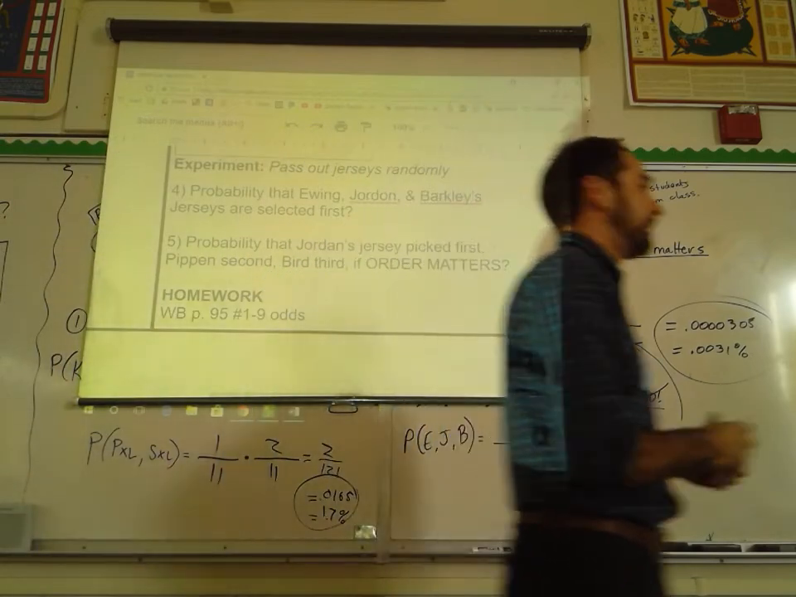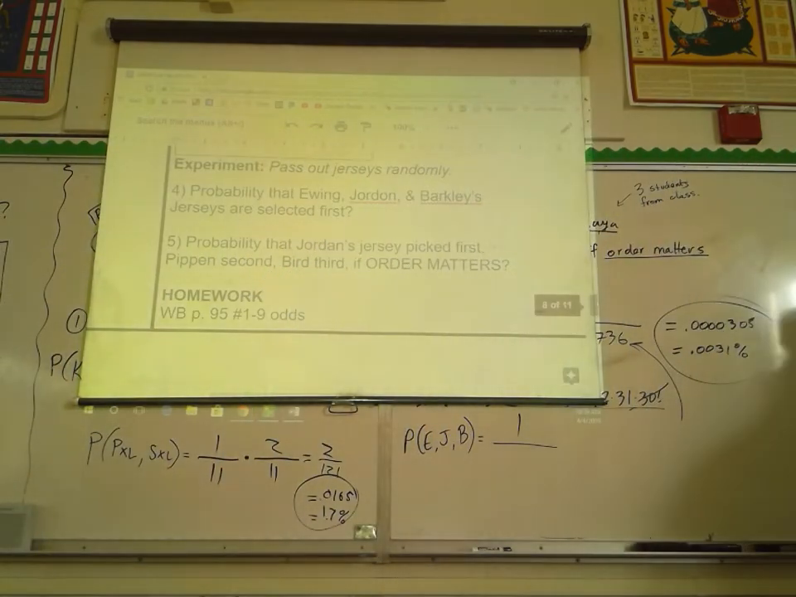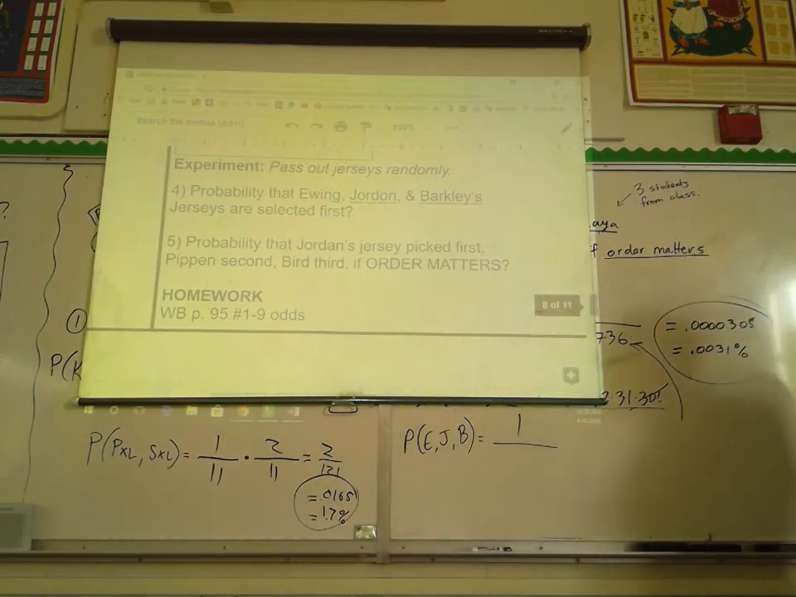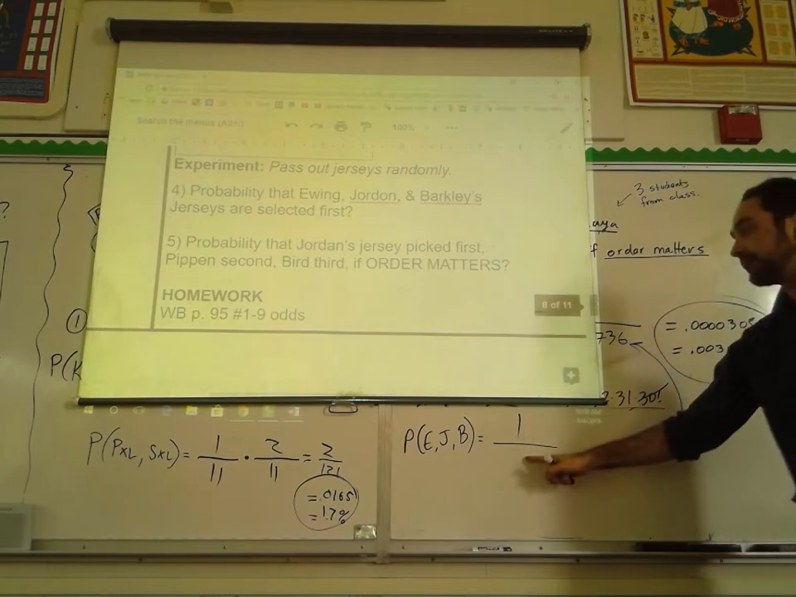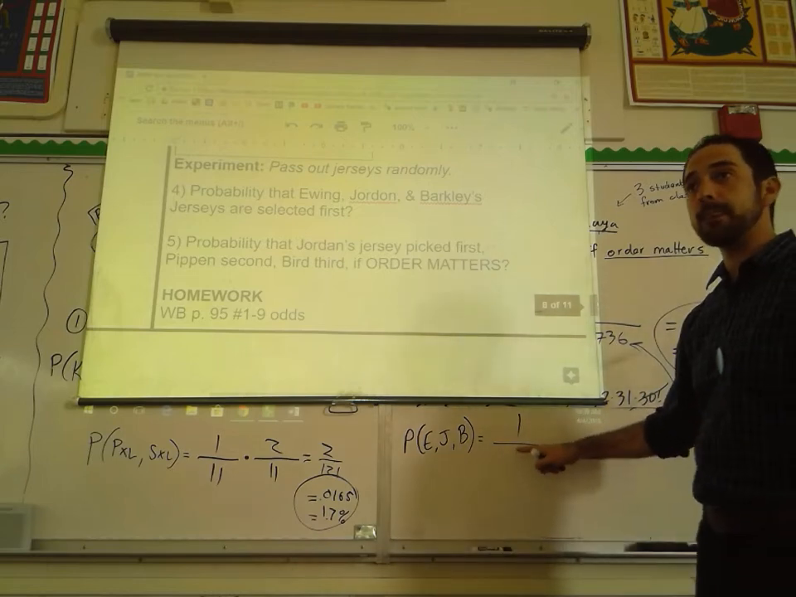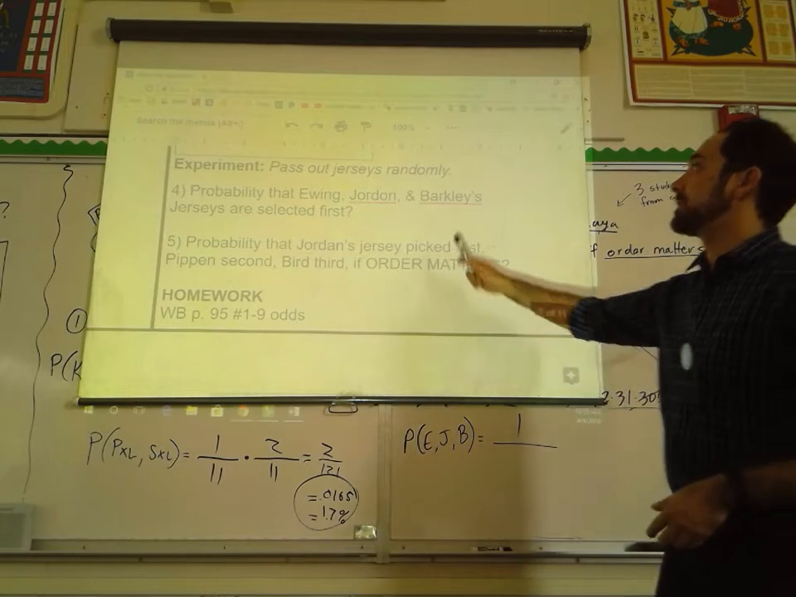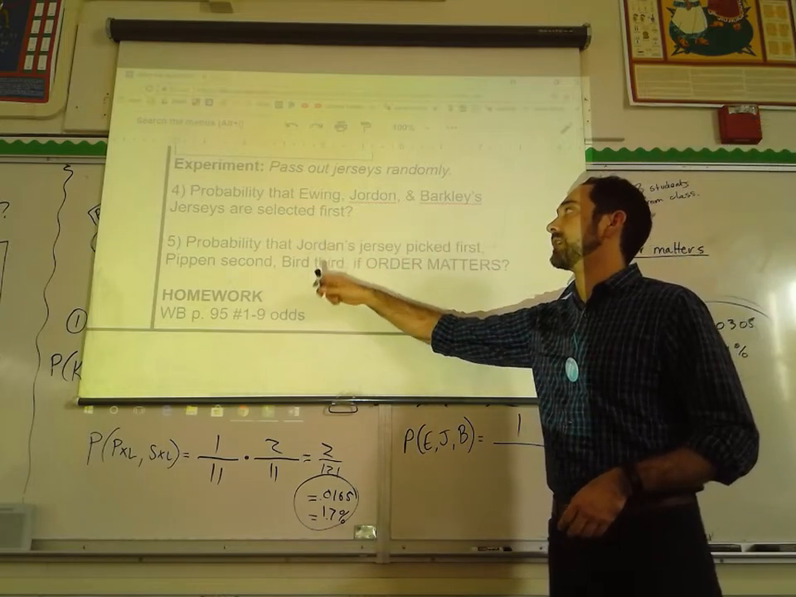I'm just talking about how many ways that event happens. There's one way that these 3 are just picked up. Doesn't matter who's first or second. I grab a handful of 3 jerseys and pull out the handful. The one way that I can pull out these 3 people is if I grab those 3 jerseys. So it's 1 out of, this is what we've got to figure out. This is the probability that the Ewing, Jordan, and Barkley jerseys are selected.